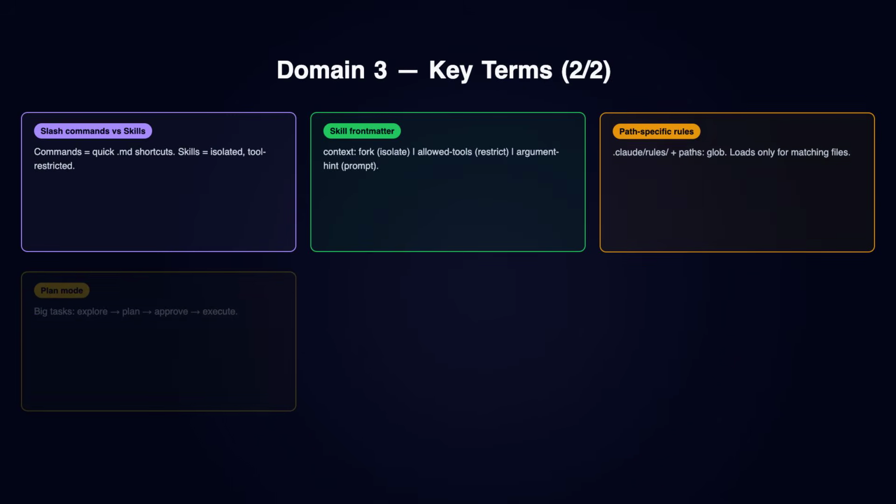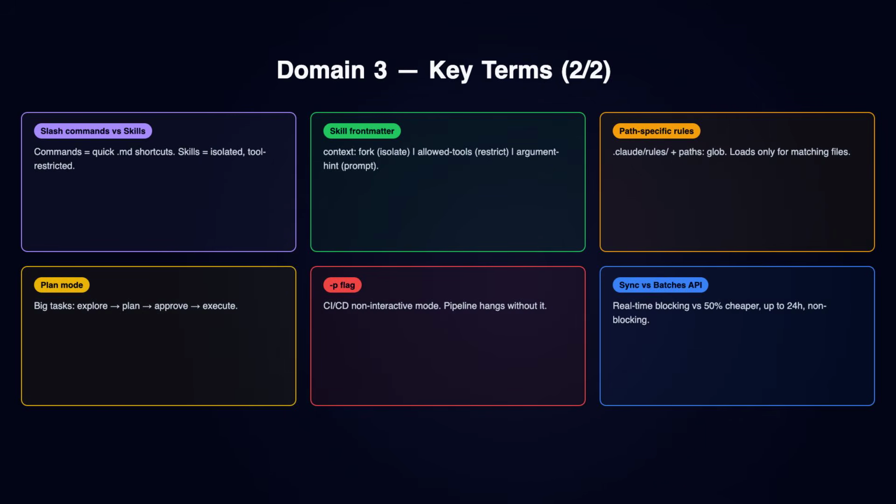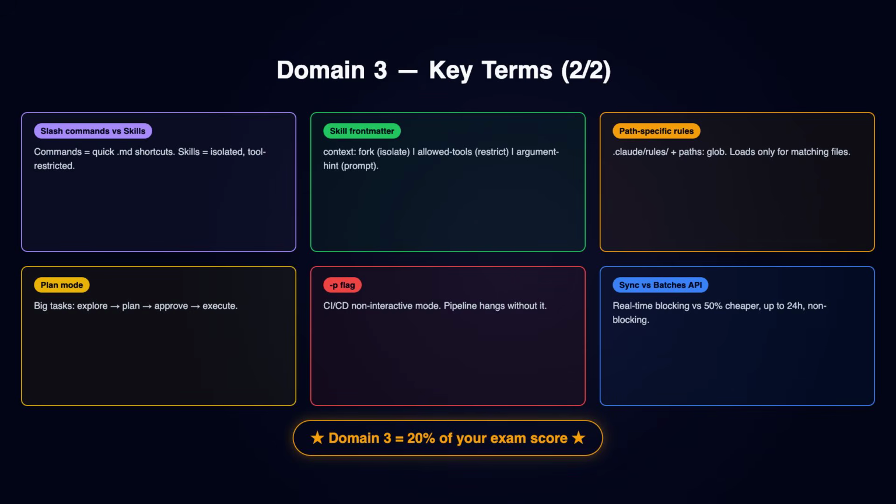@import and .claude/rules, 2 ways to keep CLAUDE.md from growing unmanageable. /commands versus skills. Commands are quick .md shortcuts, skills add isolation and tool restriction. Path-specific rules, .claude/rules, with glob patterns. Plan mode, for big architectural work: explore, plan, approve, execute. The -p flag, required in every CI/CD script, or the pipeline hangs.